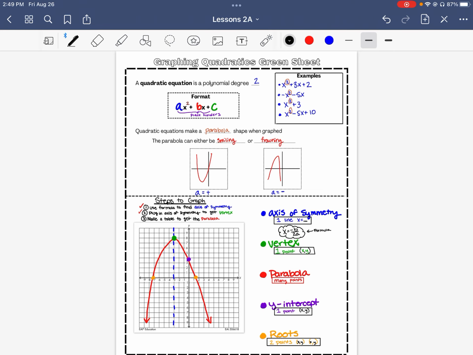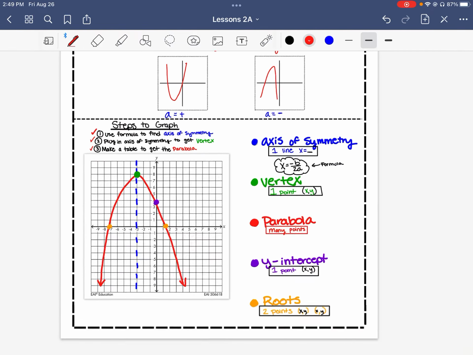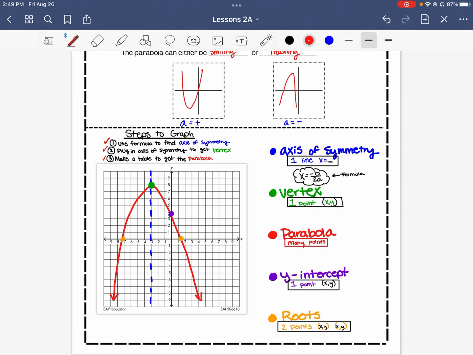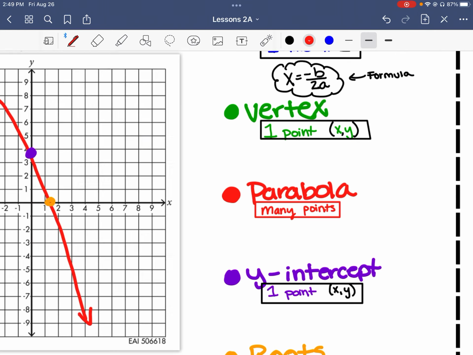This is day 5, and this is the very last step. So far, you have learned how to graph the axis of symmetry, how to plug it back in to get the vertex, and today we are going to learn to make a table to make the parabola. Now, remember that the parabola is the line, which is the red here, and a line is basically just a bunch of points connected together. So we really are just looking for points.